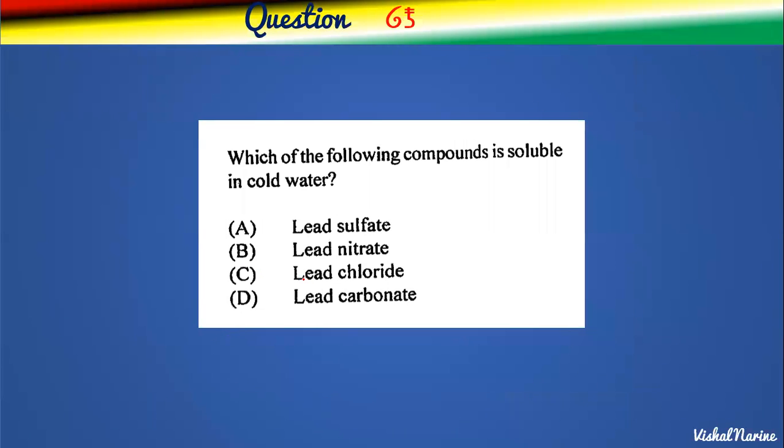Question 65. Which of the following compounds is soluble in cold water? I hope that you have memorized, or you know, your solubility rules properly. Remind again, type in the question number when you're sending in your response. You should remember that all nitrates are soluble. So the answer there is B, lead nitrate. All right, so moving on to the next question.